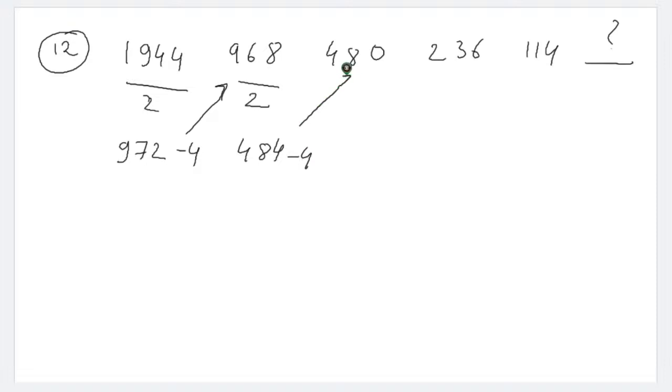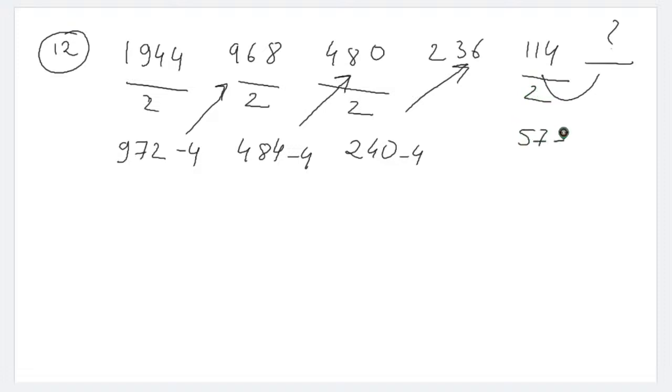So I think now I am getting my pattern. 480 if you divide by 2 again, what do you get? 240. And 240 minus 4 becomes 236. Now, do I have to check for 236 and 114? No, I don't have to waste my time because these questions are supposed to be solved in 30 to 40 seconds. So, 114. If I divide 114 by 2, I'll get 57. 57 minus 4 becomes 53. D is your answer.